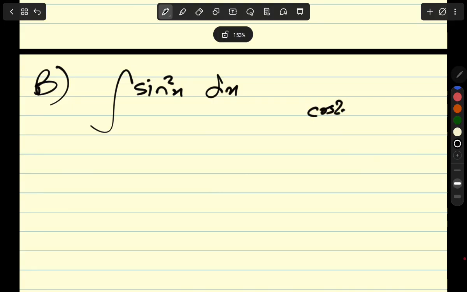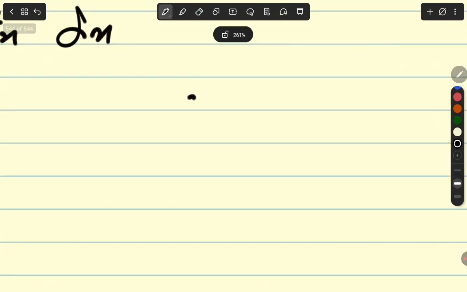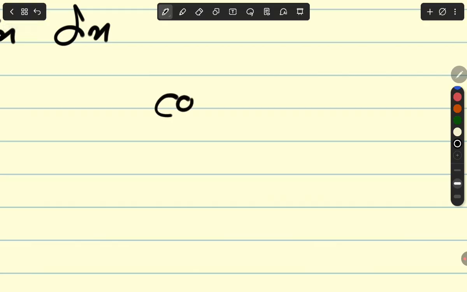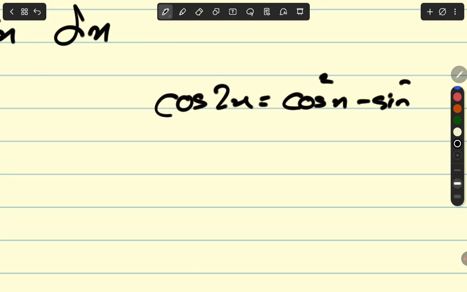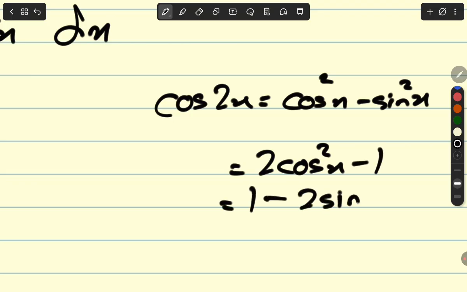Now you do know that cosine of 2x is what? Let me write it down properly. Cos of 2x is equal to cos squared x minus sine squared x, or we saw another one which was 2 cos squared x minus 1, or 1 minus 2 sine squared x, right? So you can open it up as 1 minus cos squared x and get this, or you could write 1 minus sine squared x and get this second one, right?